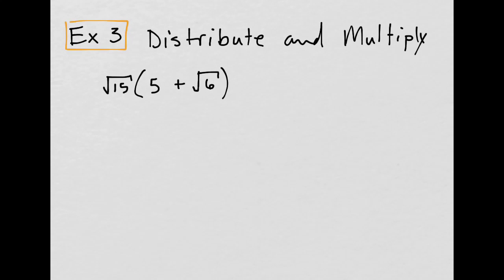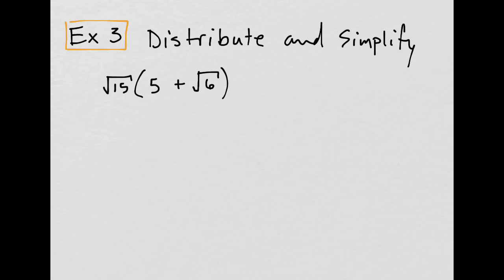So for example 3, distribute and simplify, which, I mean, distributing involves multiplying. That's why. Okay, so here we have, well, we multiply there, so we're going to distribute. And how do we do this?